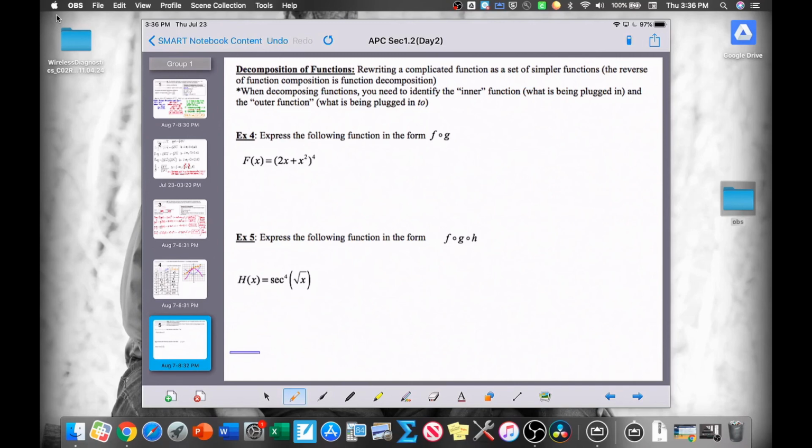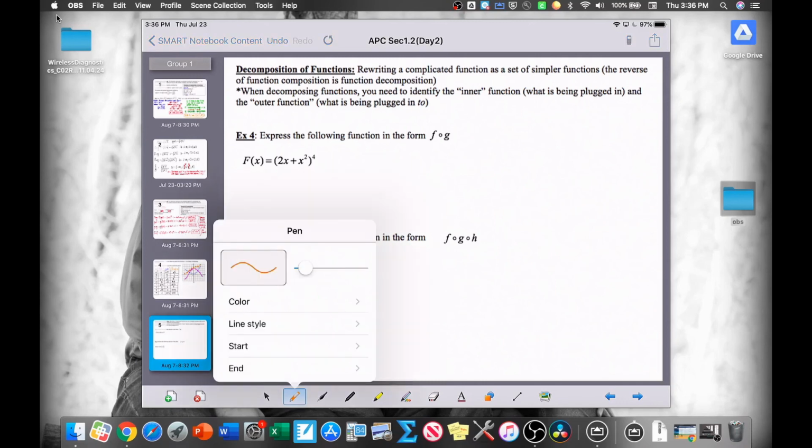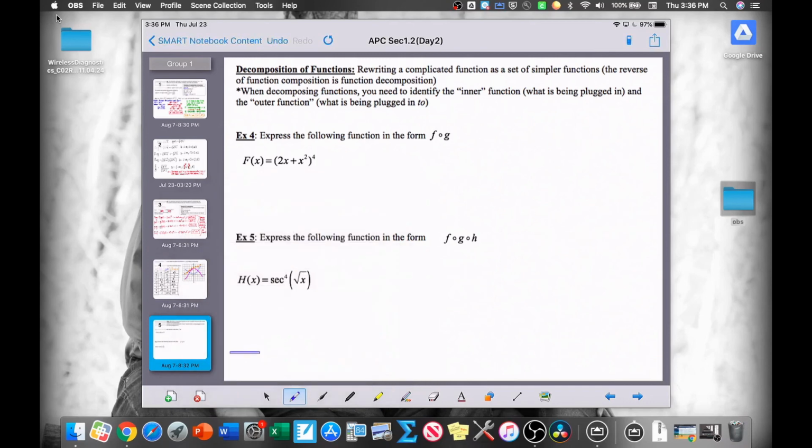That's the idea here. When decomposing functions, you need to identify the inner function, what is being plugged in, and the outer function, what it's being plugged into. So when we're doing a problem like this, the key is you want to look for parentheses when trying to identify the inner function.